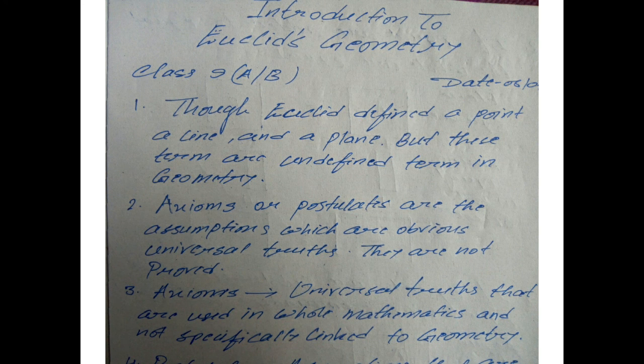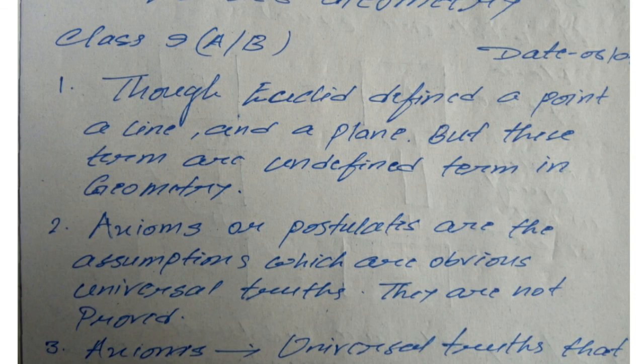But a point, a line, and a plane, these terms are taken as undefined terms in geometry because Euclid defined a point as that which has no part. Now a part has to be defined: what do you mean by part?